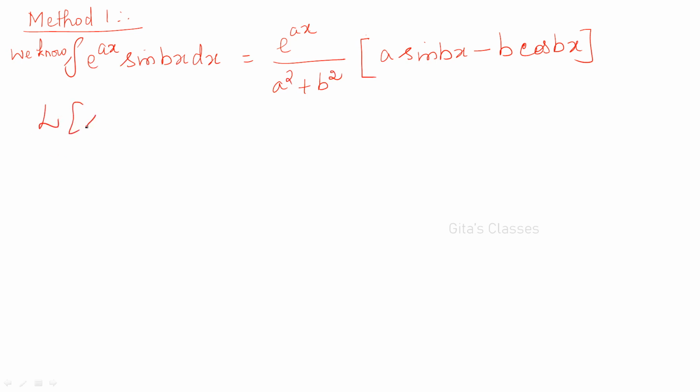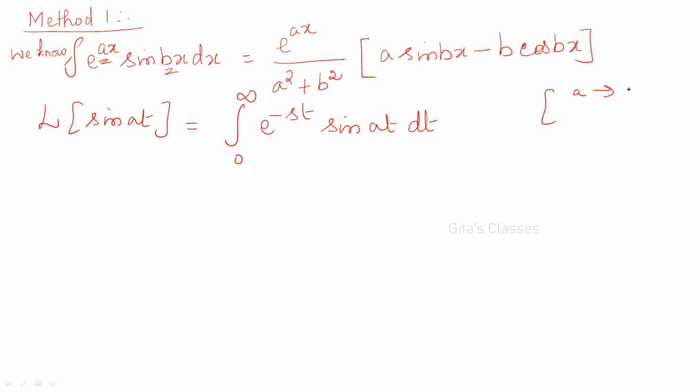So now let us find L of sin at. By definition, it is the integral from 0 to infinity of e power minus st into sin at dt. So in the place of a, what do we have? Minus s. In the place of b we have a. So these are the values to be substituted.